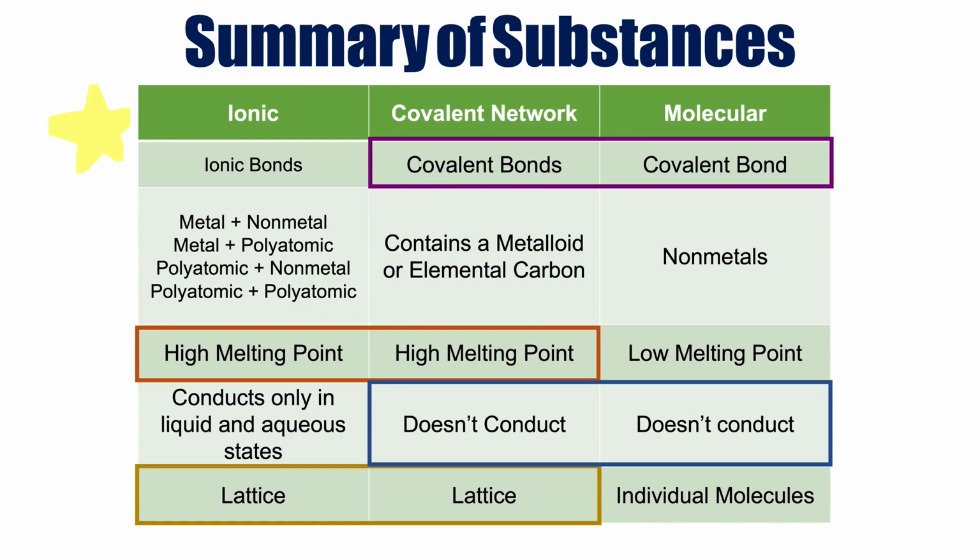Ionic and covalent network both have lattice structures. There's a certain repeating pattern, whereas molecular compounds are just made up of individual molecules. There is a fourth type of compound that we'll add, which is metallic, but at this point we've just looked at ionic, covalent network, and molecular.